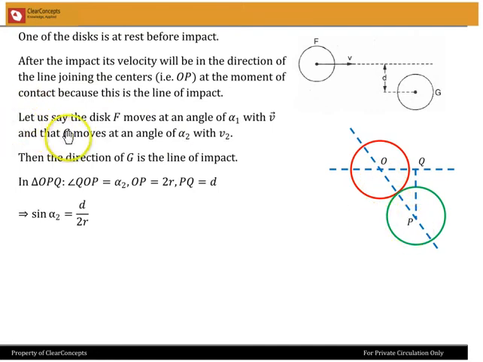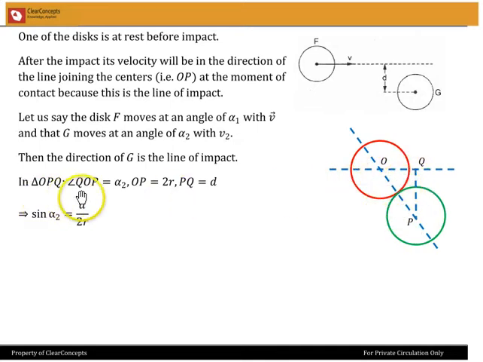So let us assume that disk F moves upward with an angle of alpha 1, and G moves downward with an angle of alpha 2. Then the direction of G is the line of impact. So in this diagram, OP will be the line of impact. That's the direction in which G is moving, and so that angle POQ will be alpha 2.